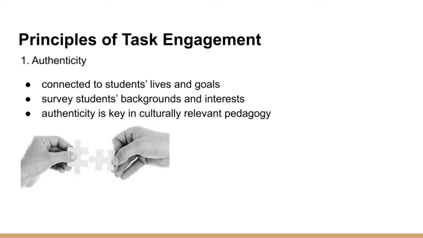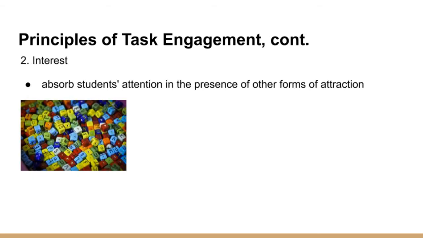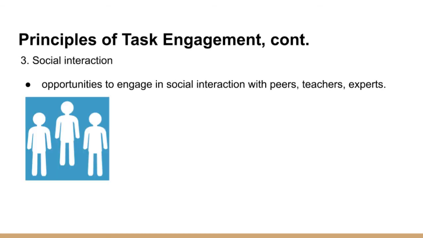Deciding on what is considered authentic requires educators to survey students' backgrounds and interests. Observing authenticity is also key in culturally relevant pedagogy. Tasks should be interesting, that is, in addition to being meaningful, they need to absorb a student's attention in the presence of other forms of attraction in class. Tasks need to provide students with opportunities to engage in social interaction. In other words, a social interaction component should be included in a task. You remember that social interaction was one of the principles of language learning as well.